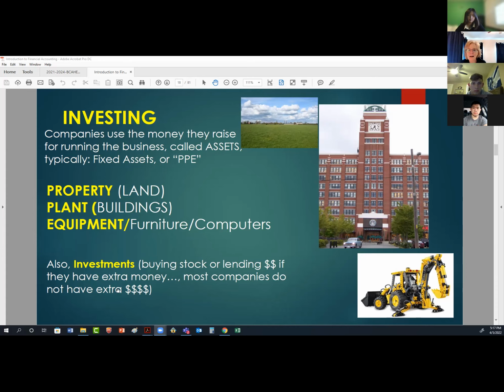Investing is when a company buys big things with a long life. So 3 ways to invest for right now is land. Company buys property. Company buys or builds a building. And a company puts furniture inside the building. Those are long-term investments, long-term assets. If a company's really rich, like Apple or Amazon or Microsoft, they'll go out and spend their extra cash buying stock in other companies. Okay.